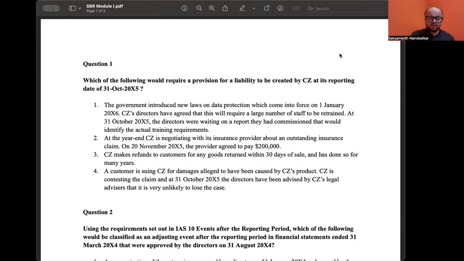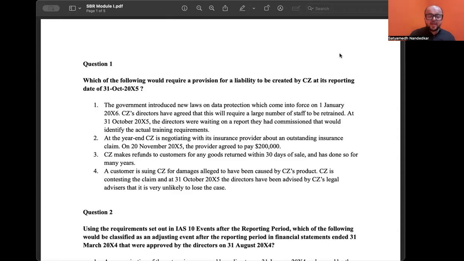Now, the first question, which of the following would require a provision for a liability to be created by CZ at its reporting date of 31st of August 2005? When you say that you need to create a provision, there are four essential ingredients. What are those? Present obligation as a result of past obligating event, the settlement of which will lead to outflow of economic benefits, and it is probable that such outflow is going to happen. Point number four is that a reliable estimate of the obligation can be made.